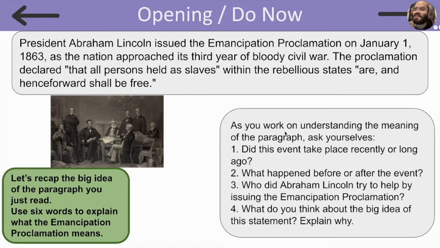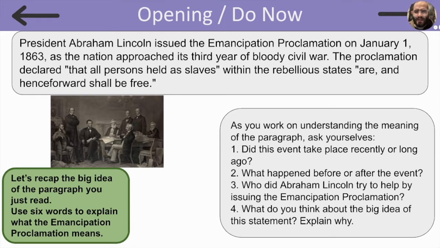As you work on understanding the meaning of this paragraph, ask yourselves, did this event take place recently or long ago? This event took place a long time ago. The article said 1863. What happened before or after the event? The article says that before the event, there was a bloody civil war going on, and that after, slaves shall be free. Who did Abraham Lincoln try to help by issuing the Emancipation Proclamation?